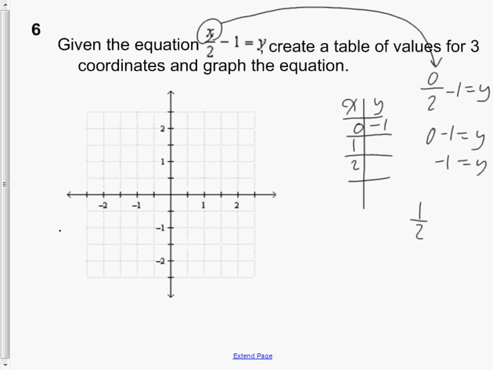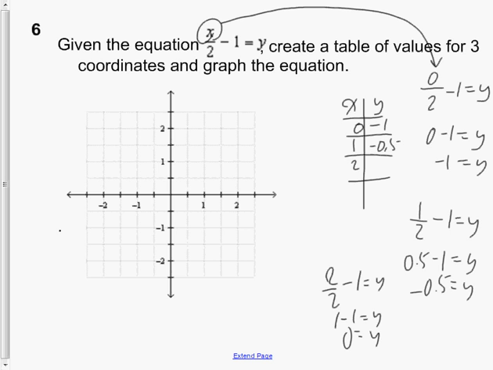When x equals 1, I substitute it for where my x was. That's a half minus 1 equals y. That's a negative half equals y. And finally, when I make x 2, I get 0 equals y. So those are my 3 values.